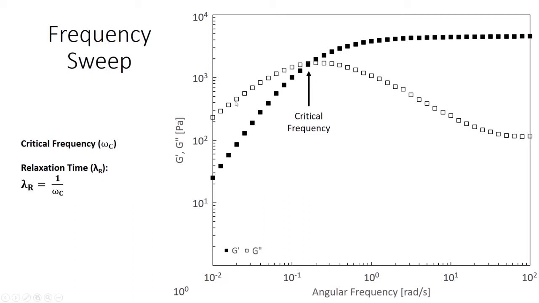So G prime is below the G double prime. That means it's behaving like a fluid. Then they meet, and G prime equals G double prime at a specific point. That's the critical frequency. So that's the transition. Then when G prime exceeds G double prime, it's behaving like a viscoelastic solid. Now this critical frequency, if you take the inverse of that, that correlates with the relaxation time of the material.